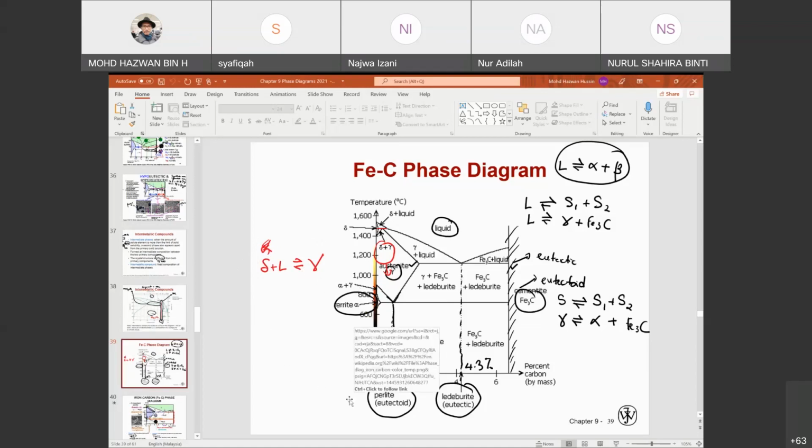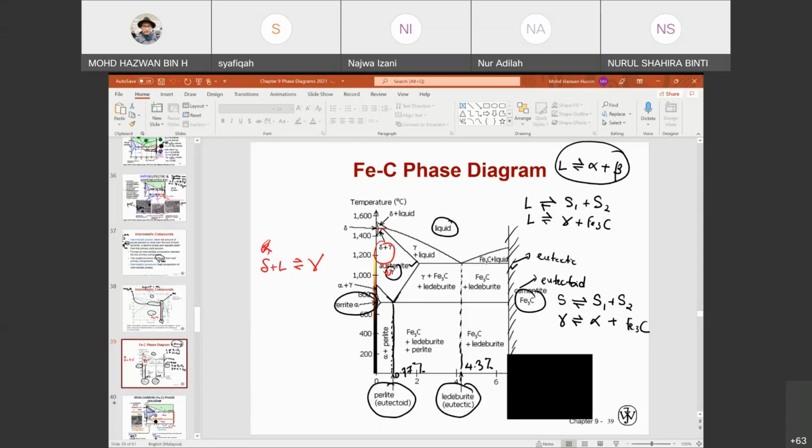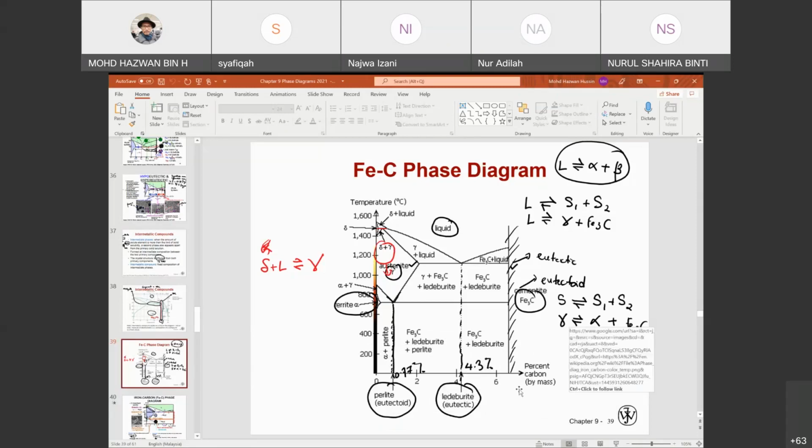Other than that, we tried to digest this phase diagram. Some terms and phases are related to a specific composition. For example, pearlite is a phase that forms at the eutectoid composition, at 0.77. We also have ledeburite, which forms at the eutectic composition of cast iron, 4.3%. Other than that, we also have cementite, which normally forms at around 6.7% carbon.